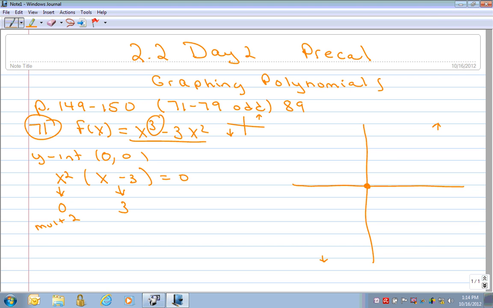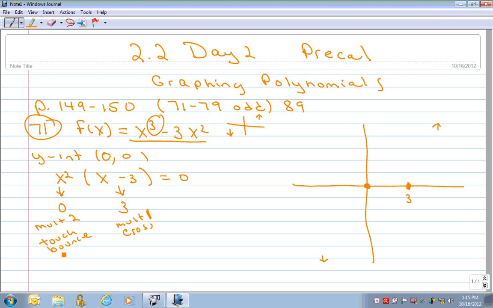A multiplicity of 2, and so if it's an even multiplicity, we talked about this in class, it will touch. So I'm going to write the word touch or bounce, because it's an even multiplicity. 3 is a multiplicity of 1, so of course a multiplicity of 1, just like a multiplicity of 3 or 5, an odd number multiplicity, would cross the graph. Would cross. All right, so let's put those values. We already have the 0, and now we have one at positive 3 as well.